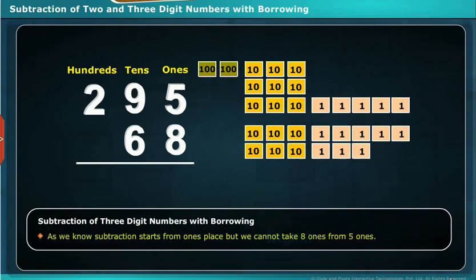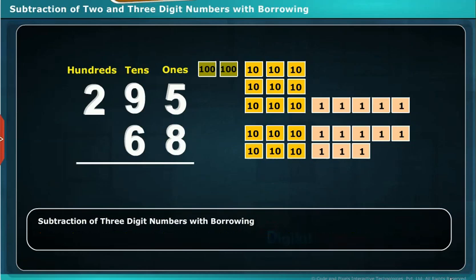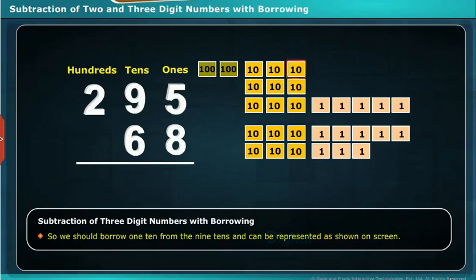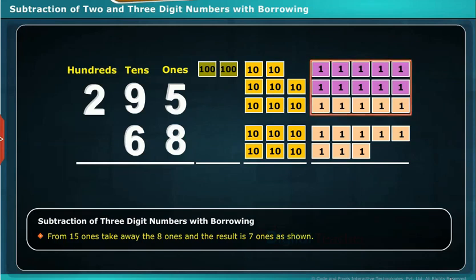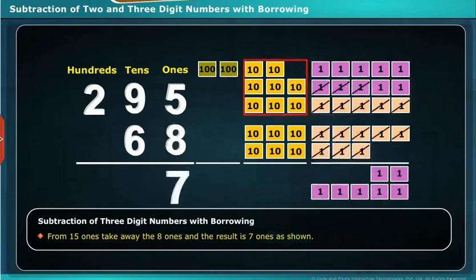As we know, subtraction starts from ones place, but we cannot take 8 ones from 5 ones. So, we should borrow 1 ten from the 9 tens and can be represented as shown on screen. Now, we have 10 ones and 5 ones, which together we have a total of 15 ones. From 15 ones, take away the 8 ones and the result is 7 ones as shown.